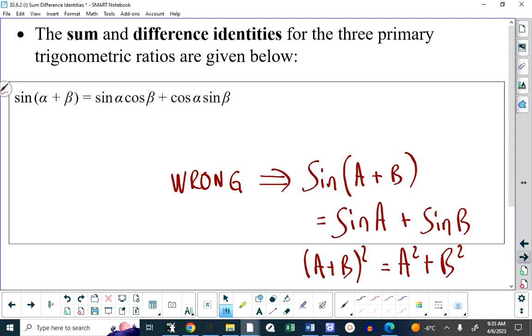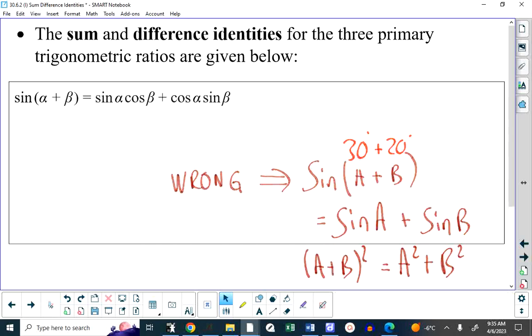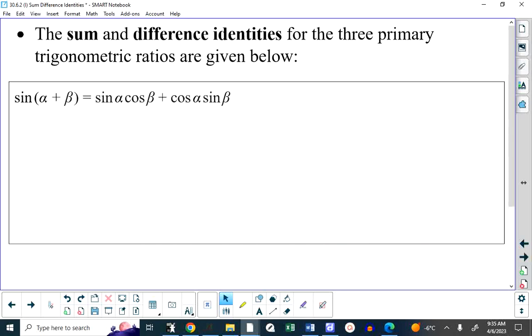Well, the rule for how we do sine of a plus b, and by the way, you can verify this. You could put 30 degrees here and 20 degrees here, and you can take the sine of 50 and then try taking the sine of 30 and adding it to the sine of 20. It will not give you the same thing. So it turns out that the sine of the sum, this is called a sum identity, is equal to the sine of the first multiplied by the cos of the second plus the cos of the first multiplied by the sine of the second.